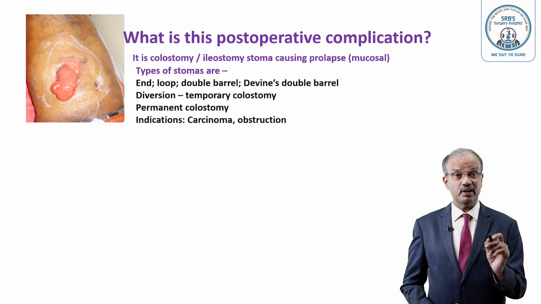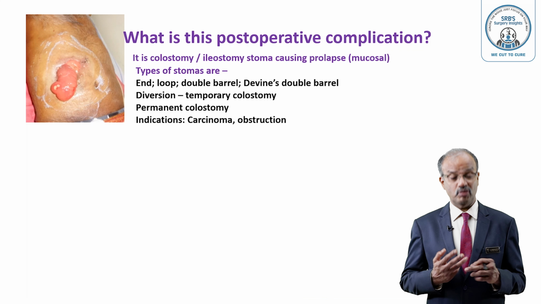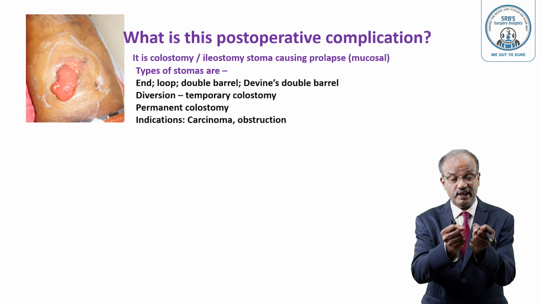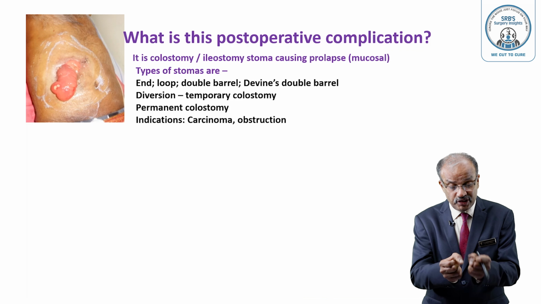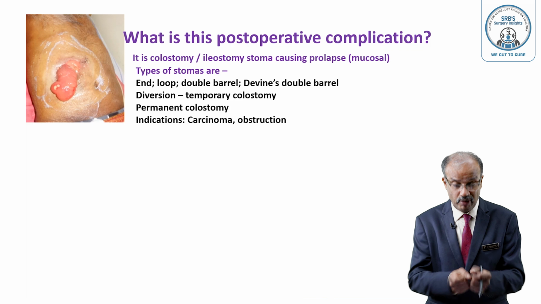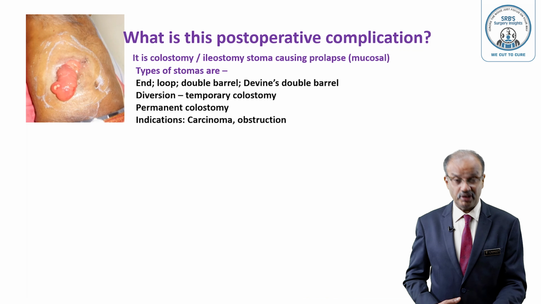So, stomas: colostomy, ileostomy, a short note. End stoma, loop stoma, temporary stoma, permanent stoma, double barrel stoma, like this it becomes. And in a divided stoma, a skin bridge will come in between the two. Divided double barrel stoma, divided colostomy. It is a diversion, a temporary diversion.